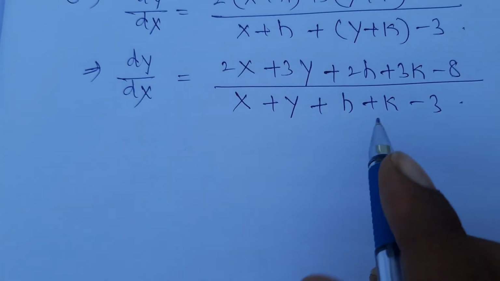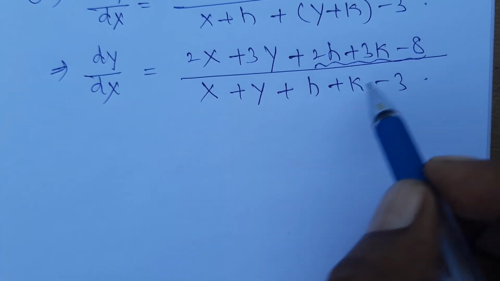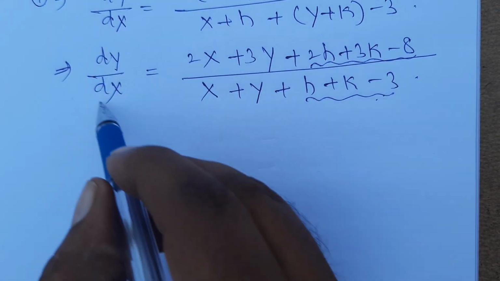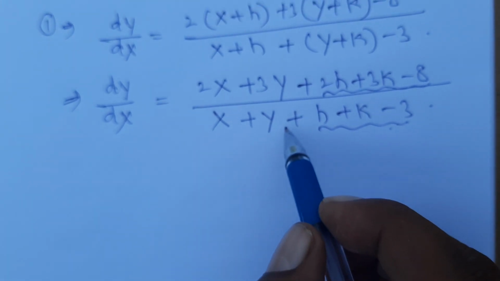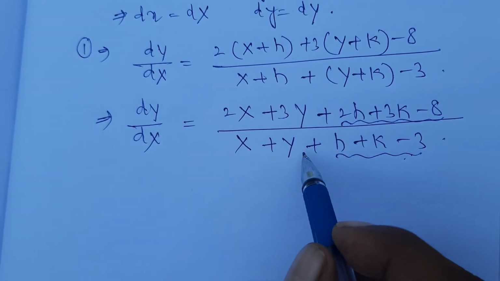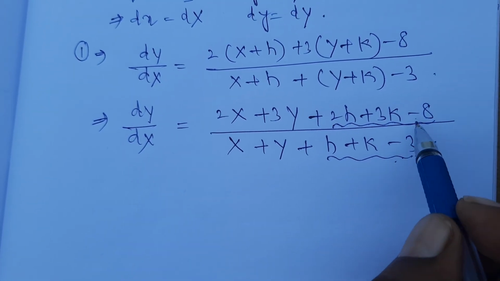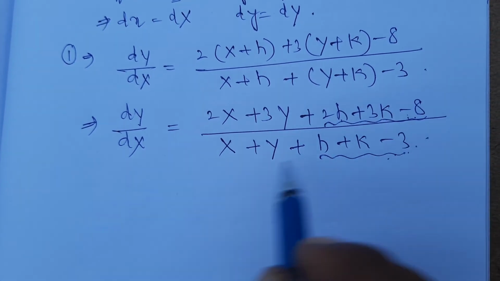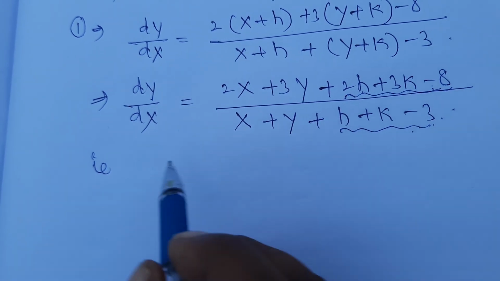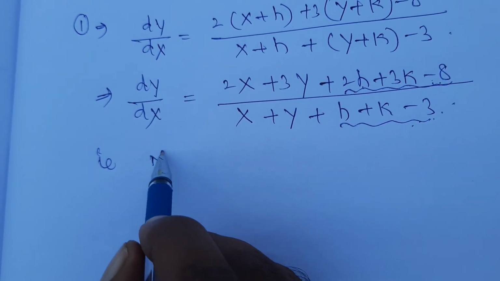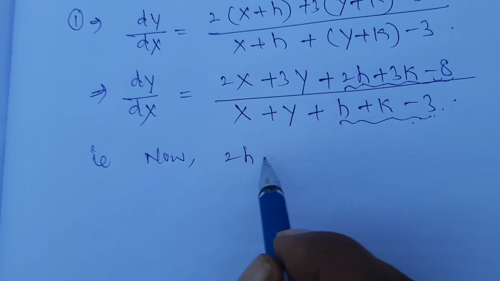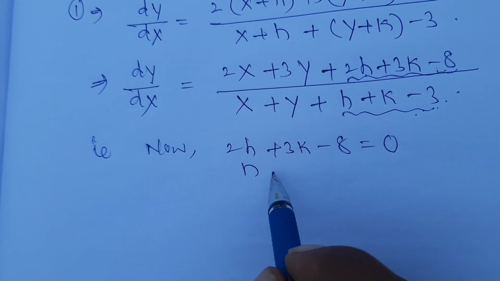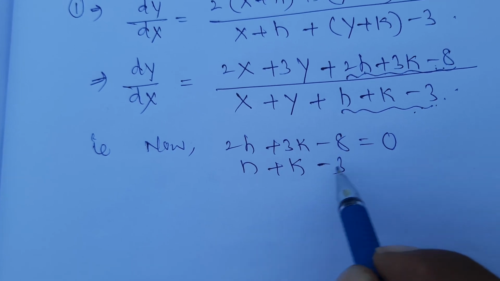Now in this equation, if we make this value and this value 0, then the whole equation changes to a homogeneous differential equation. So here our aim is to make these two quantities zero by substituting suitable values for h and k. That is, now we can take 2h plus 3k minus 8 as 0 and h plus k minus 3 equal to 0.